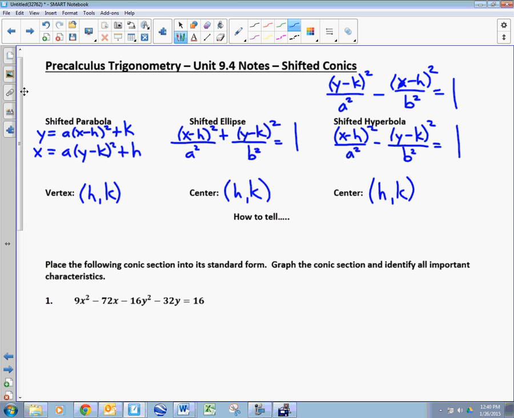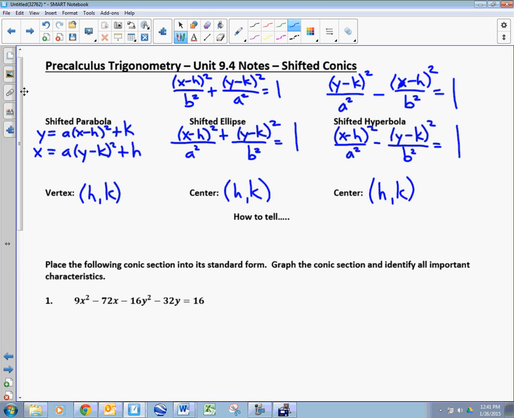So this one could also be written as (x minus h) quantity squared over b squared plus (y minus k) quantity squared over a squared is equal to 1. My question to you is, does it matter what a or b is in an ellipse? Yes, a will be the bigger one. Does it matter what a or b is in a hyperbola? No. What matters is which is positive, the x or the y.